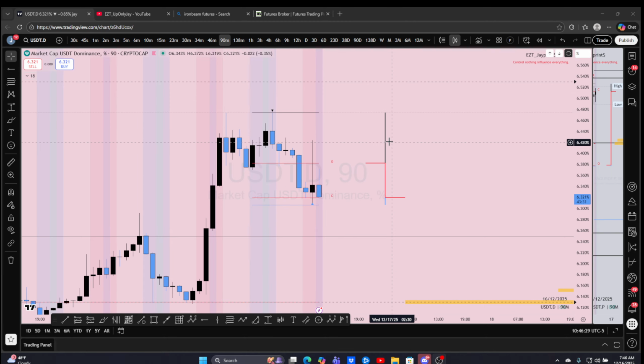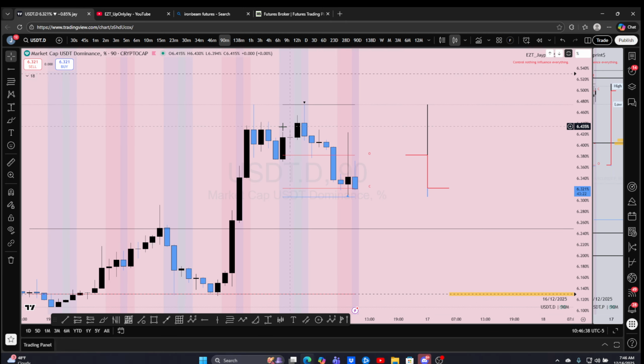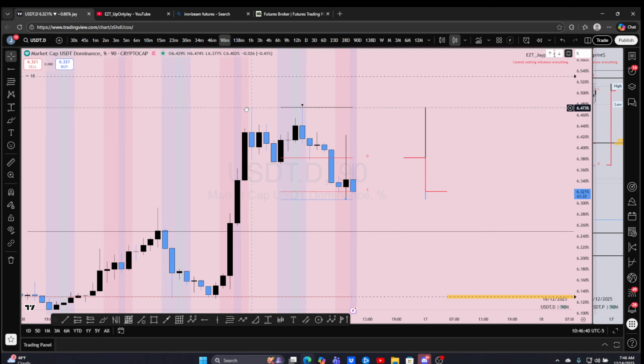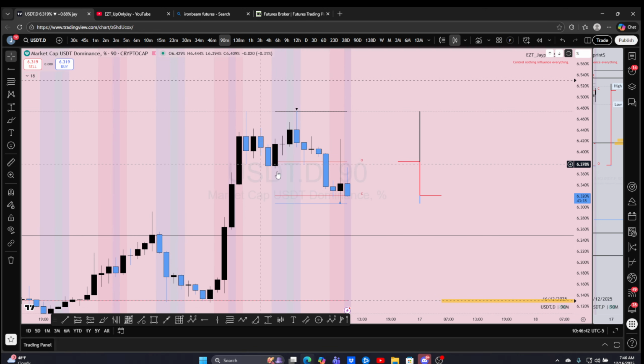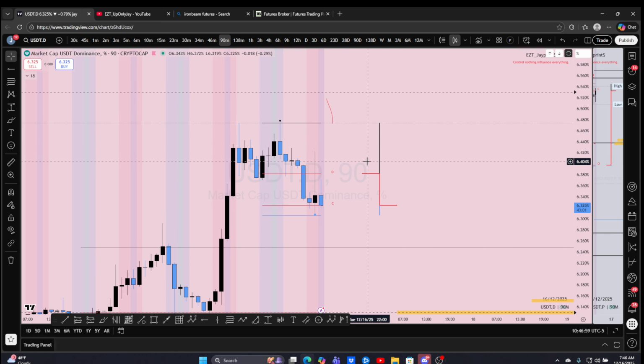Everything changed for me once I started to understand how candles form with time. In this example, you guys see here on USDT on the 90-minute chart, right? We have the daily open starting with the first 6-hour candle fractal. Understanding candle fractals is the first step: understanding how candles are fractalized within time.